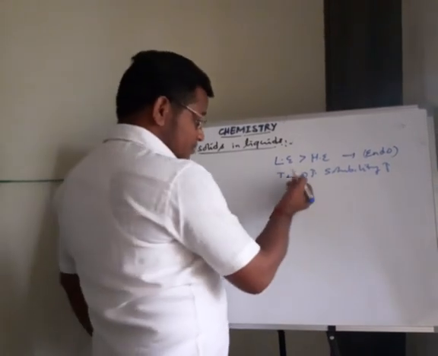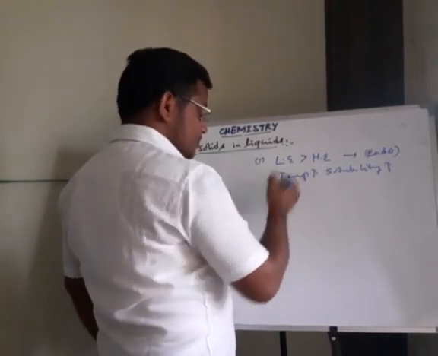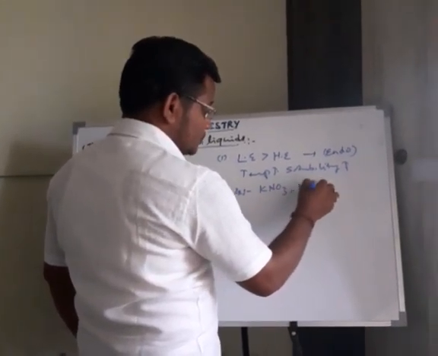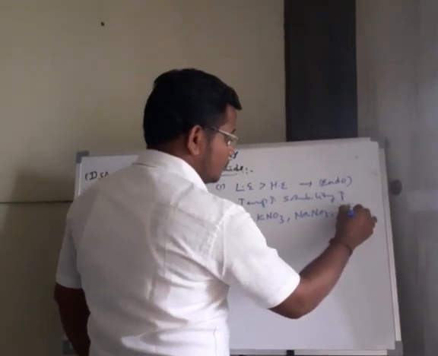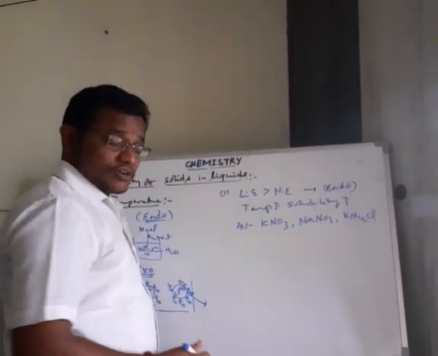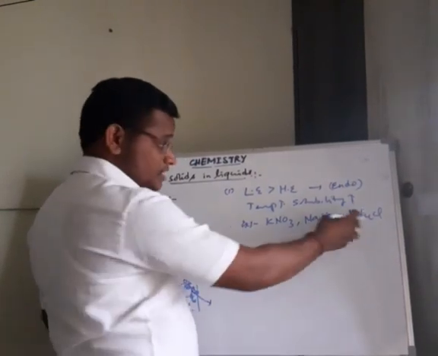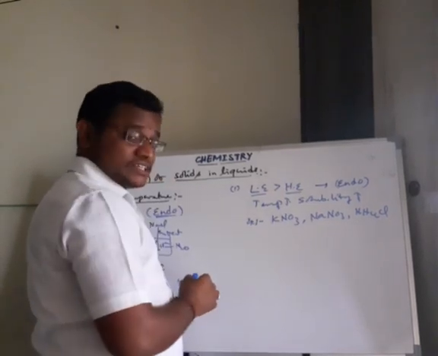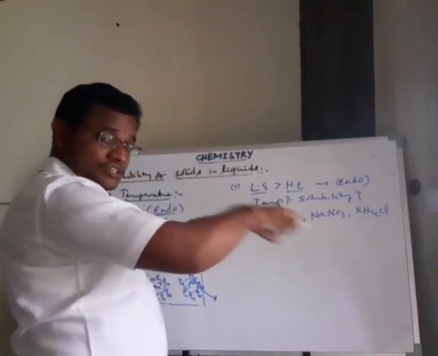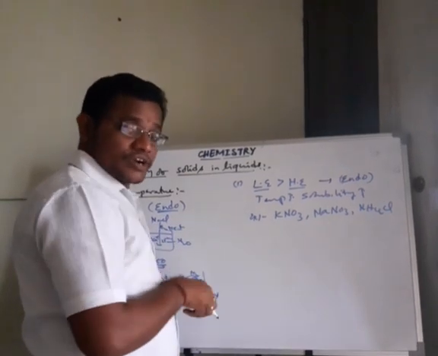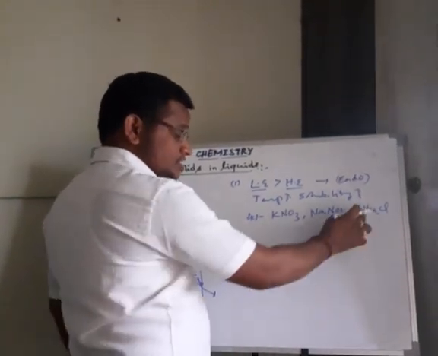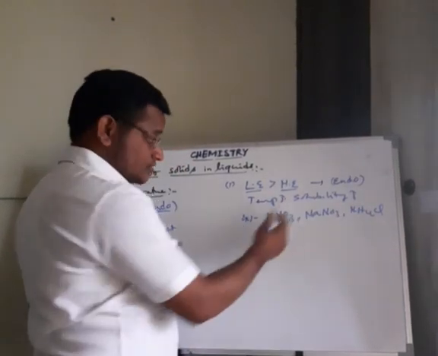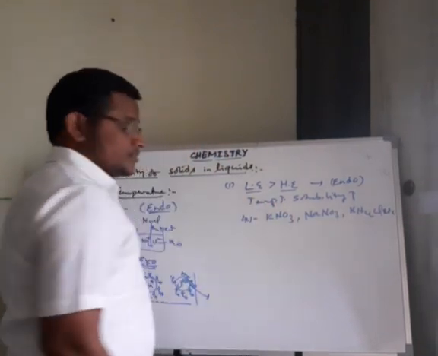What is the example for this type of solids? Examples are potassium nitrate, sodium nitrate, and ammonium chloride. Just now I explained ammonium chloride. When ammonium chloride is added to water, some amount of heat is absorbed, because its lattice energy is higher than its hydration energy. The amount of heat absorbed from the surrounding is more compared to that released to the surrounding. That's why it is an endothermic process. For ammonium chloride, as temperature increases, its solubility increases. So these are examples for the first type of solids.